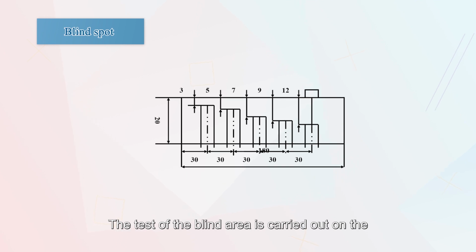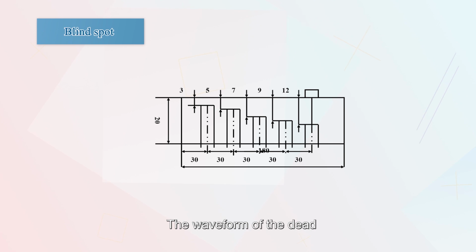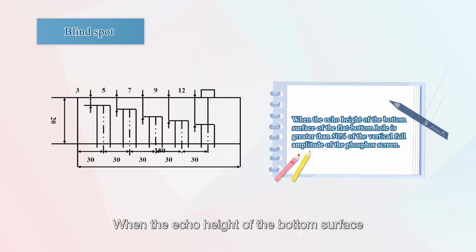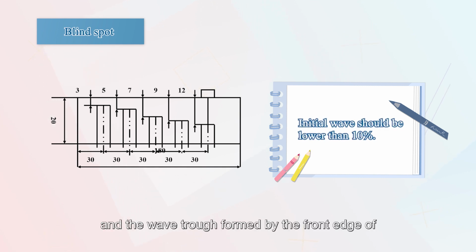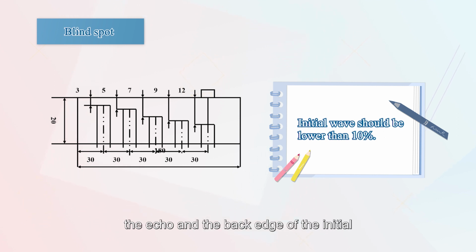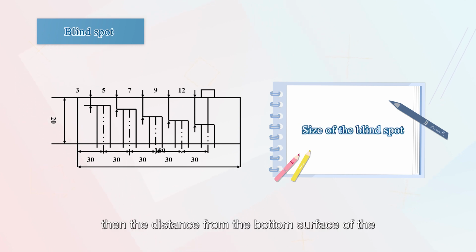The test of the blind area is carried out on the blind area test block. The waveform from the dead zone test is shown in the figure. When the echo height of the bottom surface of the flat bottom hole is greater than 50% of the vertical full amplitude of the flaw detector screen, and the wave trough formed by the front edge of the echo and the back edge of the initial wave is lower than 10%, then the distance from the bottom surface of the flat bottom hole to the detection surface is the size of the blind spot.